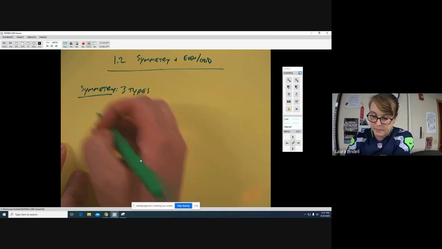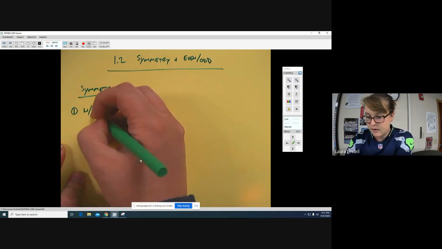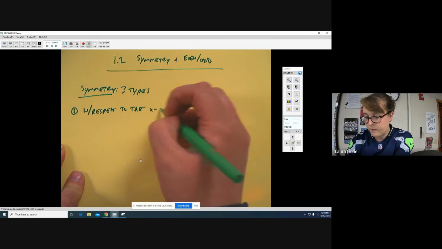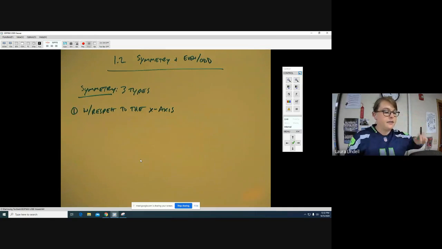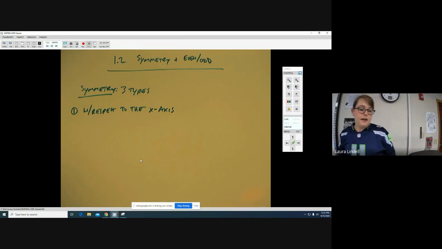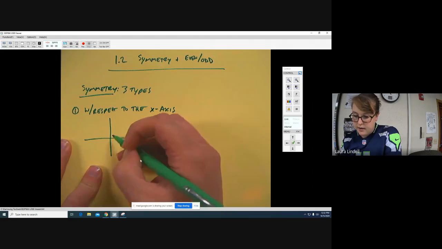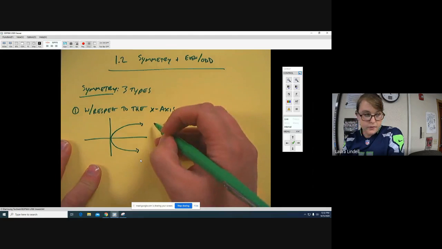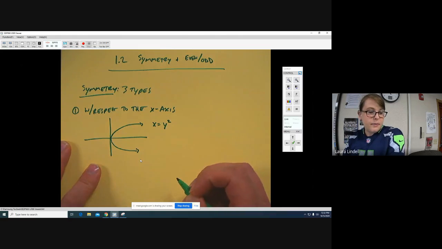Okay, so the first type is symmetry with respect to the x-axis. So if the x-axis is a line of symmetry for the graph, that means it is symmetric with respect to the x-axis. So for example, we might have something like this. The equation for this would be like x equals y squared. You type that into Desmos, that's what you get.